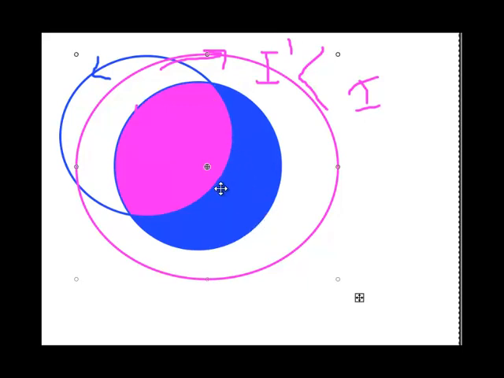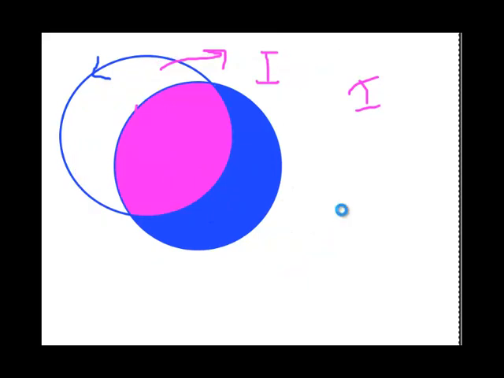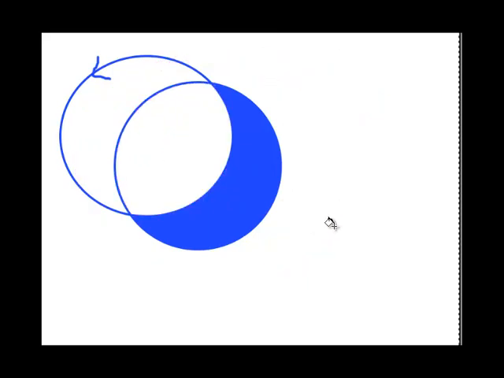If current is coming outward, then you have to integrate anti-clockwise to get the positive answer. This is the second case. The third case may be like this. There may be multiple conductors.